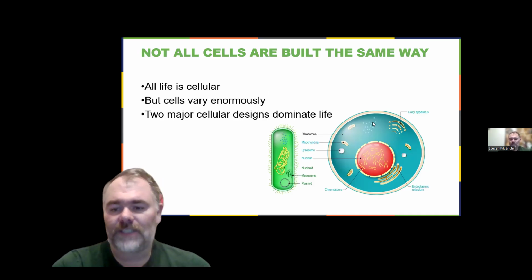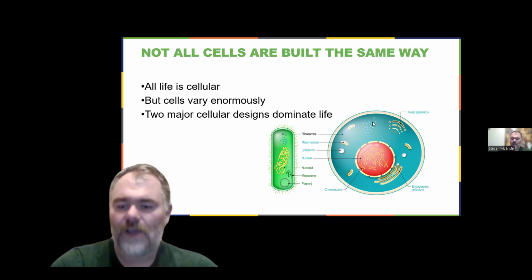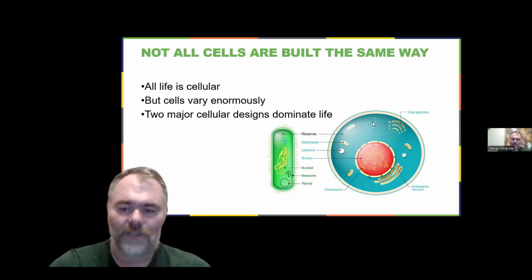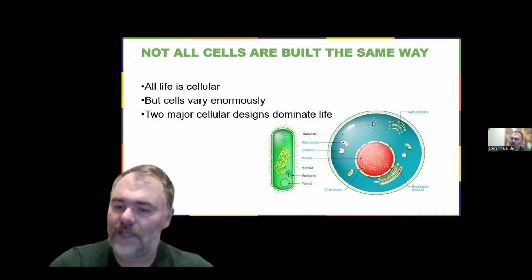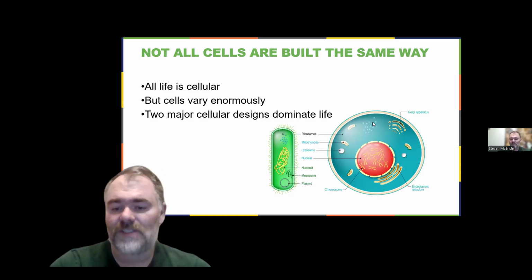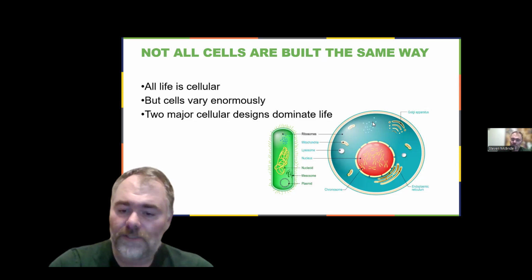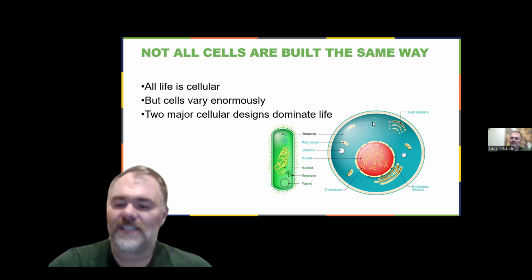As you look at the two cells shown on this slide, focus on their internal organization. The prokaryotic cell has a simpler internal structure, while the eukaryotic cell contains many specialized internal compartments. Despite the enormous diversity found among living organisms, most cells fall into one of two major cellular designs, prokaryotes and eukaryotes. This distinction is one of the most important organizational patterns in biology because the structure of a cell strongly influences what that cell can do.